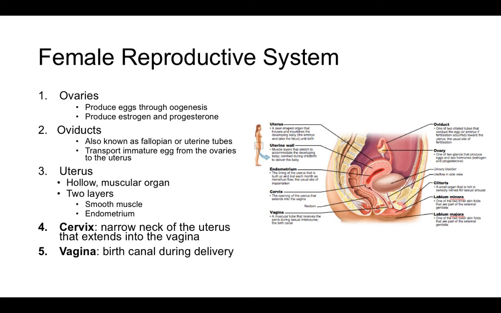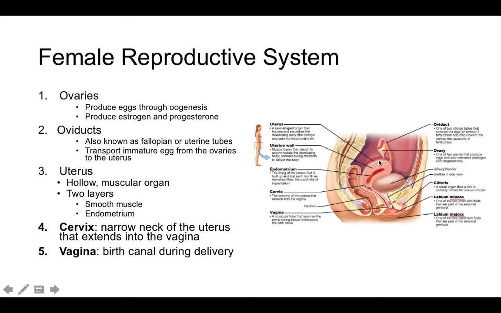So the female reproductive system has 5 major parts: ovaries, oviducts, uterus, cervix, and vagina. Ovaries produce eggs through oogenesis. They also produce estrogen and progesterone. The oviducts, also known as the fallopian tubes, are simply conducting pathways that move the egg from the ovary to the uterus. Fun fact, the ovary is not at all connected to the oviduct. You can't see it very well here, but the oviduct has finger-like projections lined with cilia, and they basically pull the egg into the oviduct as they move. The ovary is free-floating, which is how you can get pelvic pregnancies.